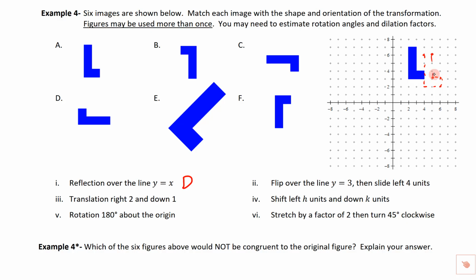So remember, a translation, all we're doing is we're taking something that's kind of like a placemat and sliding it around. So that one's going to be A. So we're going to mark that one as A because that's the same as the original pre-image figure there.